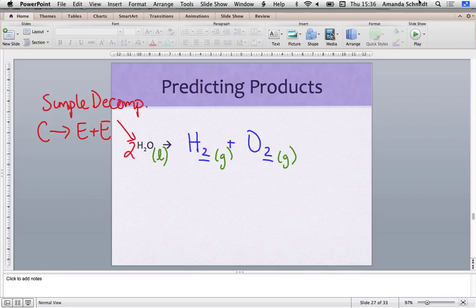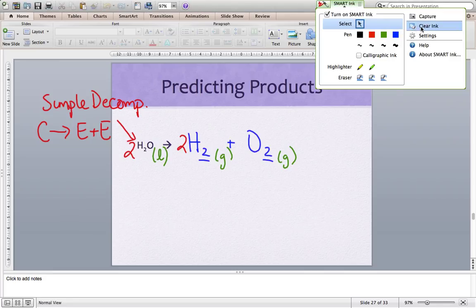If I have 2 waters and 2 hydrogen gases, that balances. If you're a little confused about the balancing, you can go back and watch that lesson where I take my time, build a table, and go through things. So that is simple formation and simple decomposition.